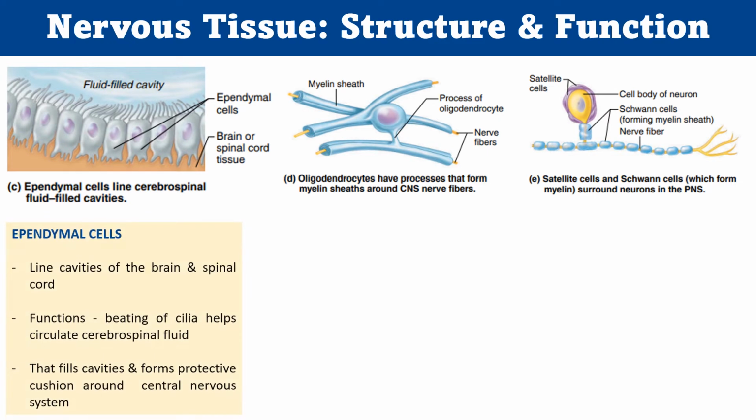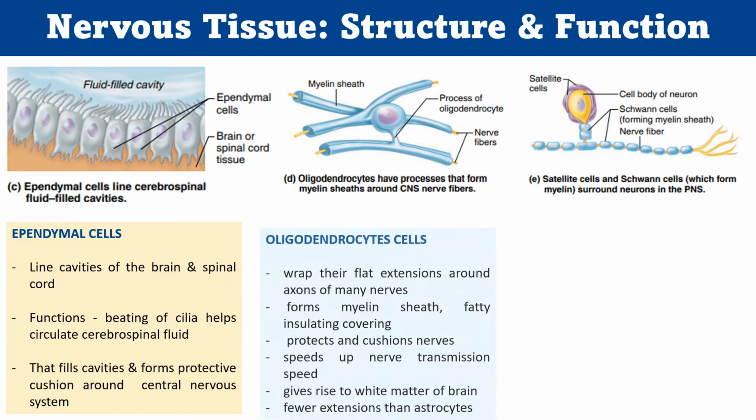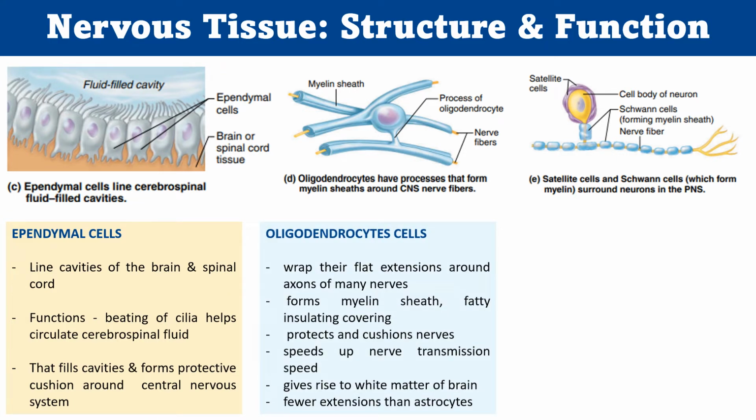Then we have ependymal cells. Ependymal cells line the cavities of the brain and spinal cord. Their function is the beating of cilia, which helps circulate the cerebrospinal fluid that fills the cavities and forms a protective cushion around the central nervous system.